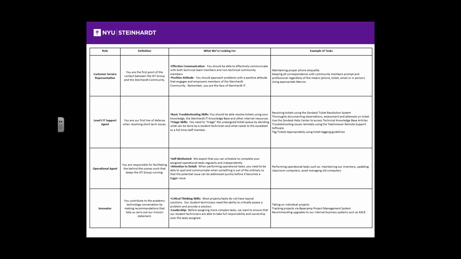So later on in a student technician's professional development, they will be in charge of certain projects based on their individual skill set. While each student worker is expected to fill all of these roles, and they might be fulfilling multiple roles at the same time, we don't have one student worker that's just a customer service representative, and one that's just a level 1 IT support agent. They perform all of the roles.